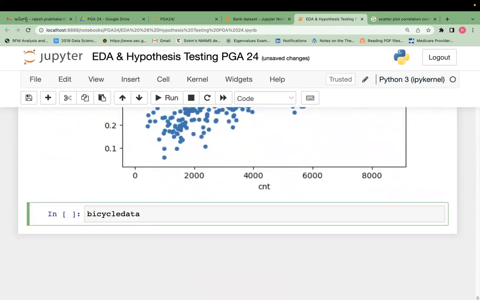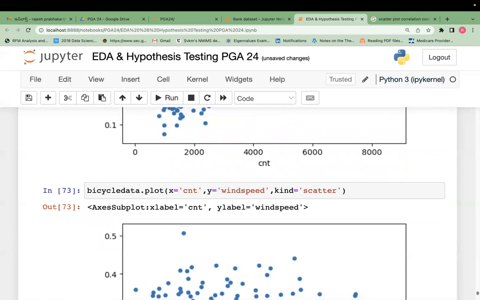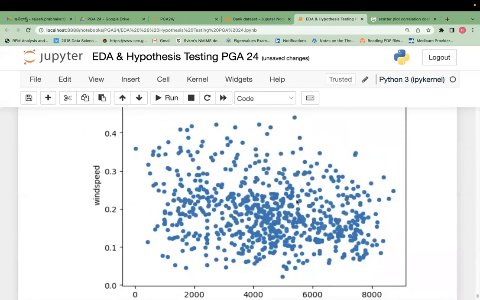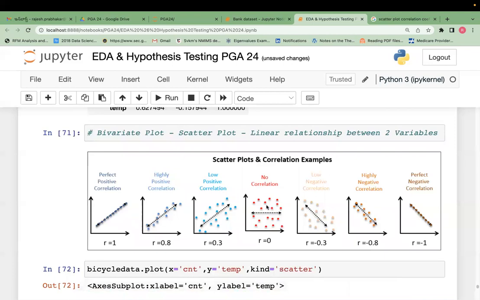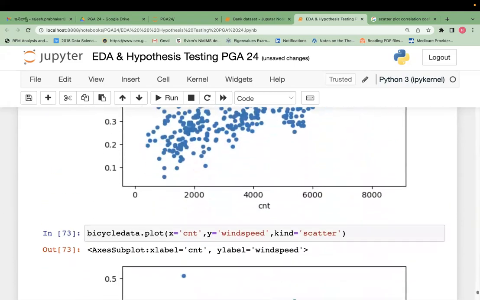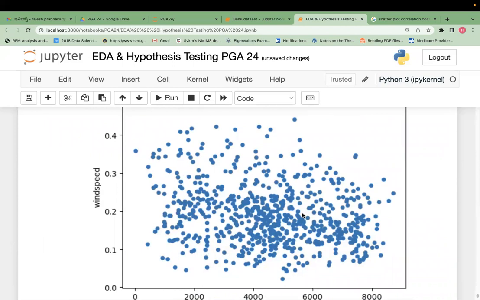Similarly, bicycle_data.plot(x='cnt', y='windspeed', kind='scatter'). See, no relationship at all. Spread in the horizontal, you can see like this, right? No correlation. This is the plot you can relate, right? No correlation. And then if you come down, you can see this also looks like no correlation.